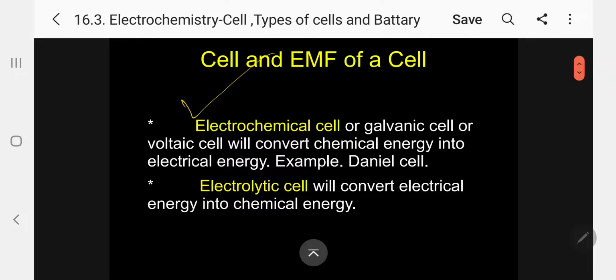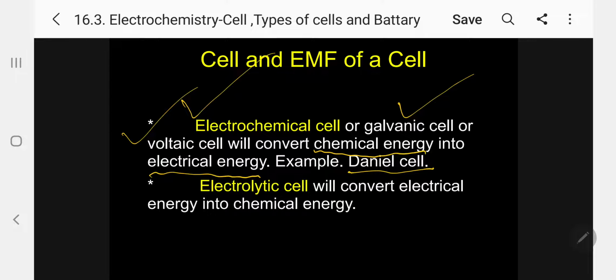Kindly follow. Electrochemical cell or galvanic cell or voltaic cell, all are named the same, will convert chemical energy into electrical energy. Example, Daniel cell. I have already informed you. The zinc rod and zinc sulfate, copper rod and copper sulfate connected by the salt bridge, externally by wire, by voltmeter. That is Daniel cell. It is an electrochemical cell. It is producing electric current. We are measuring with the voltmeter. So an electrolytic cell will convert electrical energy into chemical energy. Please follow.